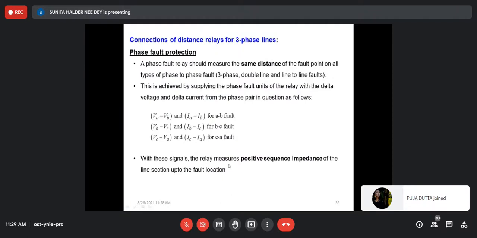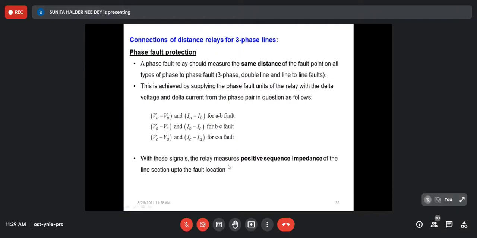This phase fault protection I shall discuss next class. I think that will be better. So shall I continue or shall I stop?